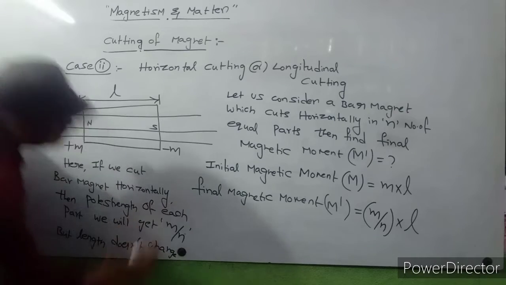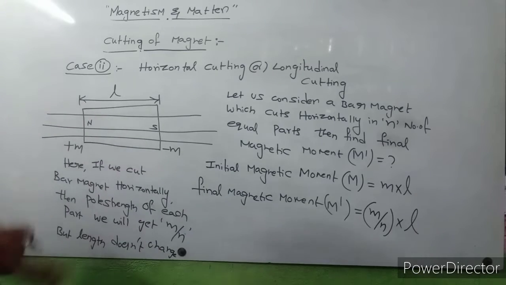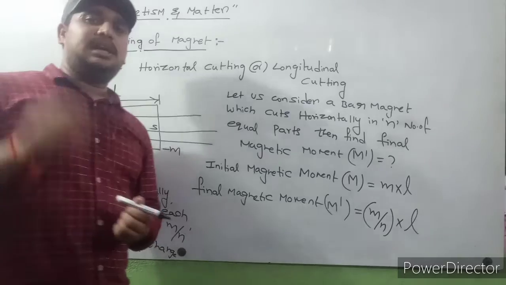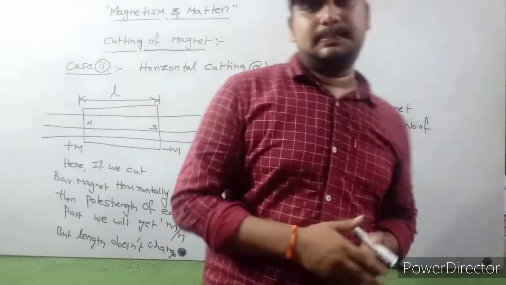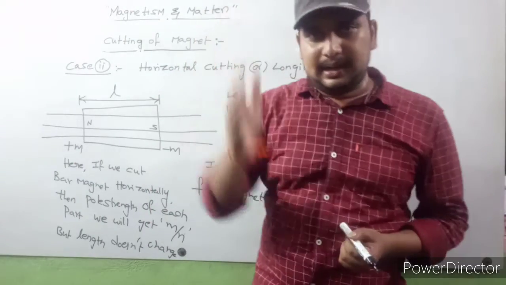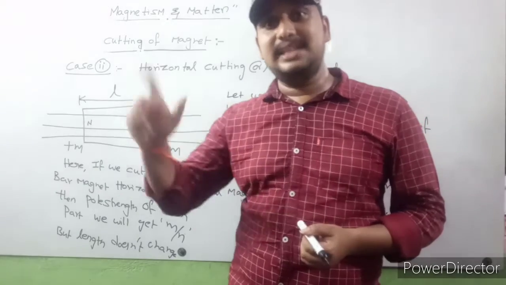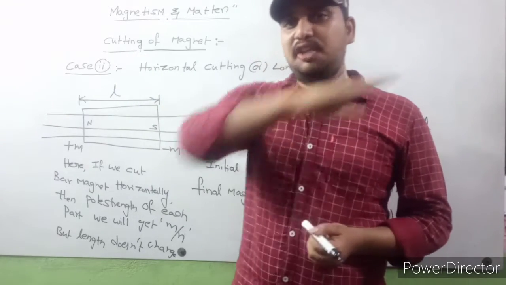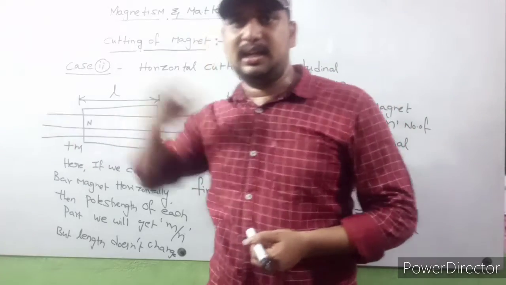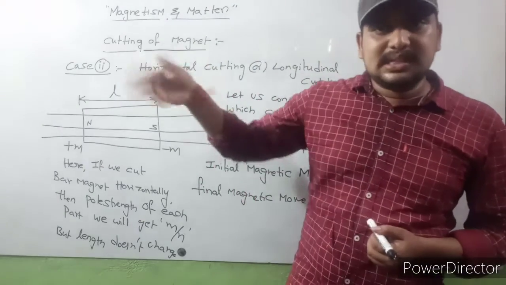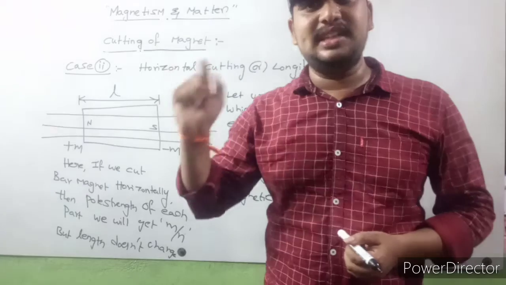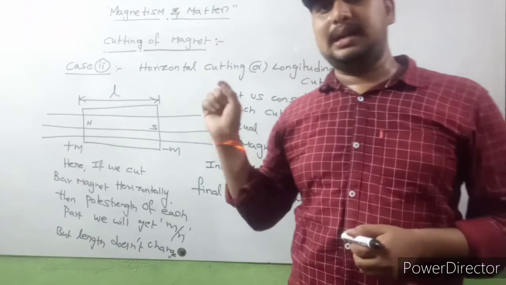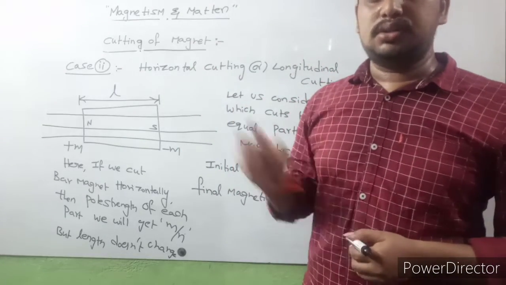Dear student, what we observed in these two cases: if we cut the magnet vertically, then the length is divided, and the pole strength is constant. If we cut the magnet horizontally, the pole strength is divided but the length is constant. So this is the thing.